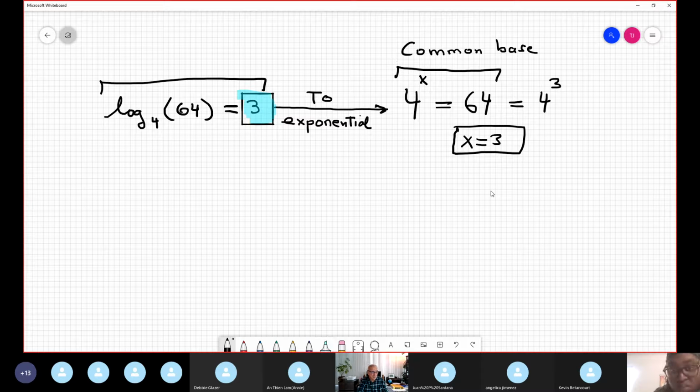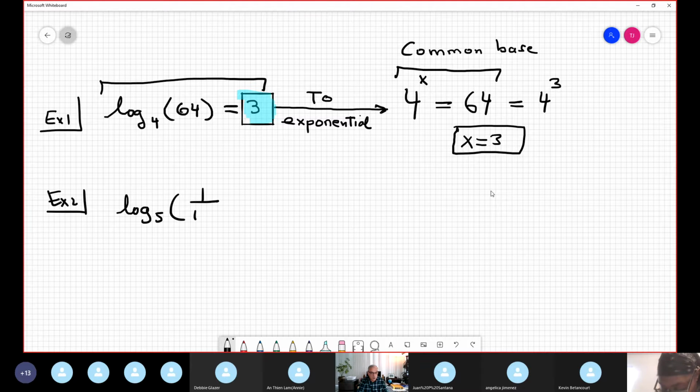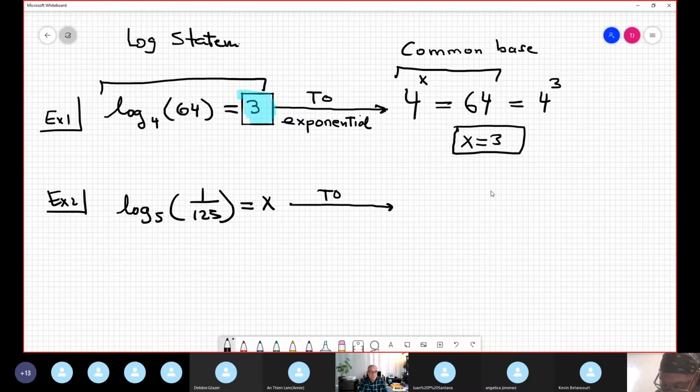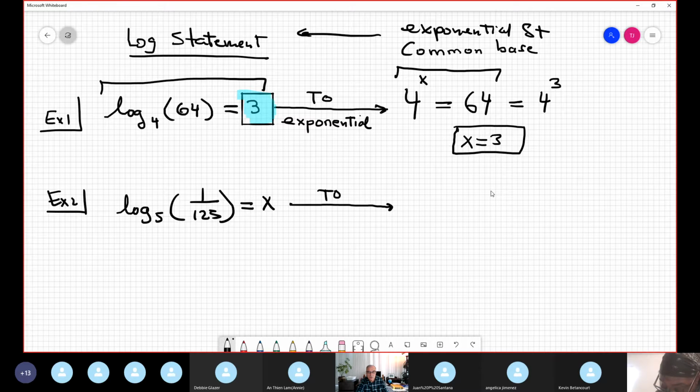This is example one. Example two. Can you help me? Logarithm base 5 of 1 over 125. I'm totally lost. I don't understand anything. When you don't understand anything in the logarithm statement, I change to exponential. And when you don't understand anything in an exponential statement, you can change in both directions. Let me change to exponential because I don't understand this statement very well.